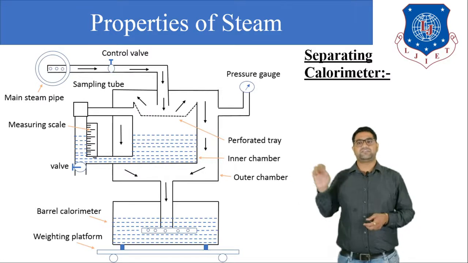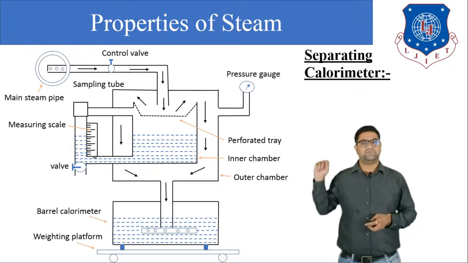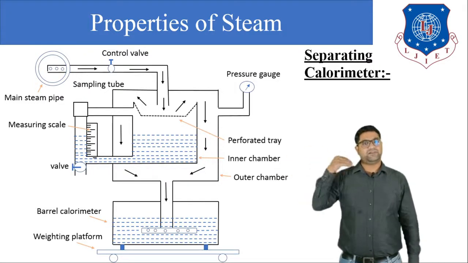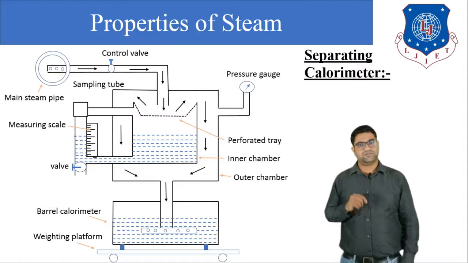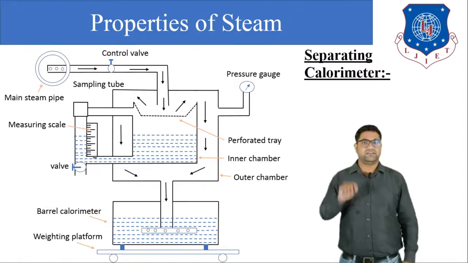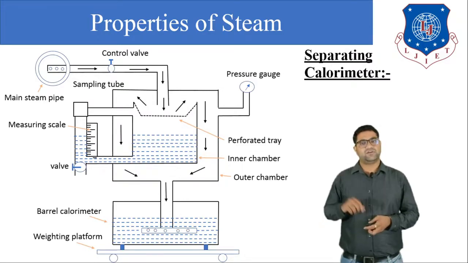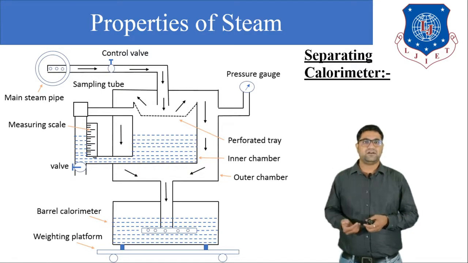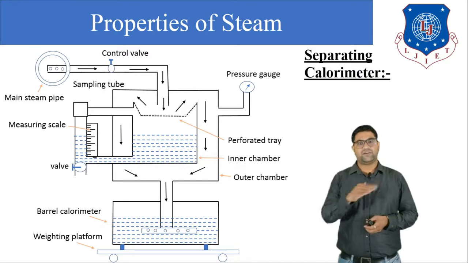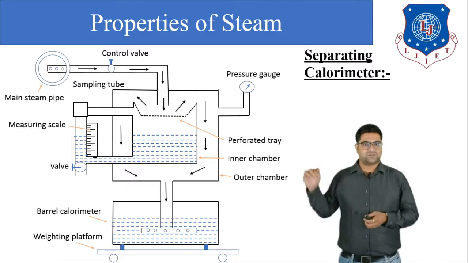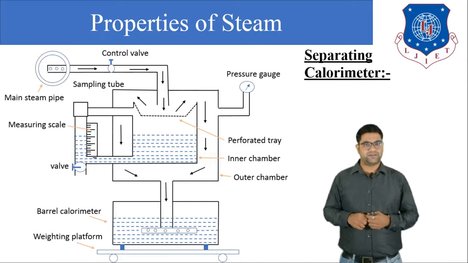From the figure you can see that there is one main steam pipe. From the main steam pipe the steam enters into the calorimeter. Second is the control valve. The control valve helps to control the flow of steam. Third, we have put a perforated tray. In the perforated tray there are tiny small holes. So the third component is the perforated tray.